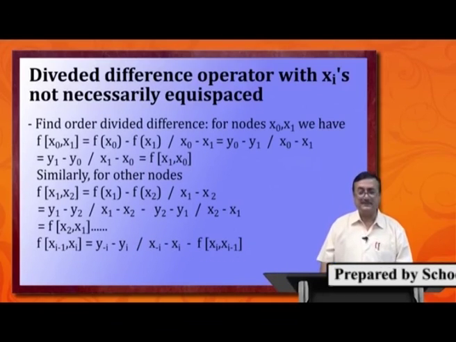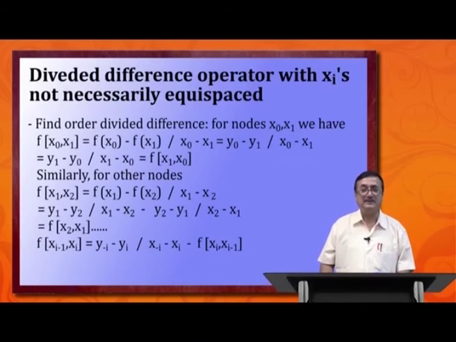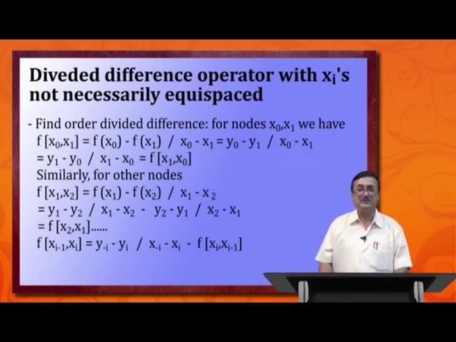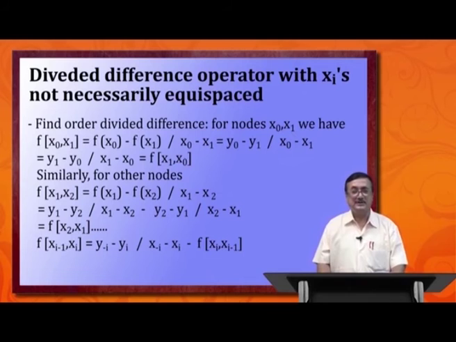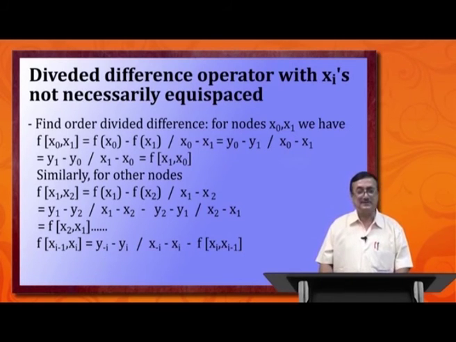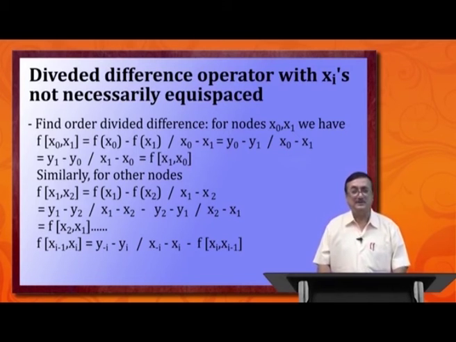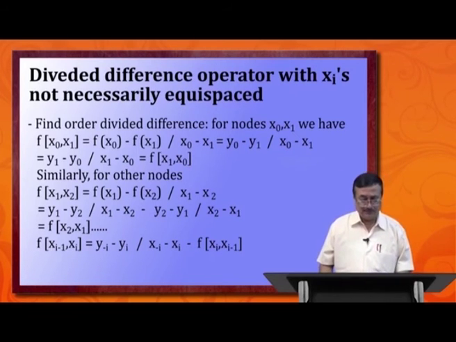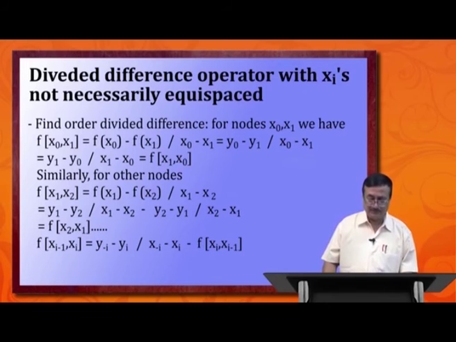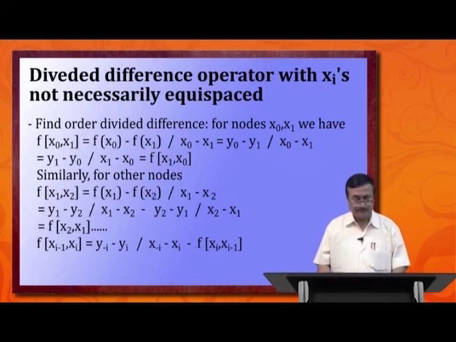The first order divided difference is defined in the following manner: f[x0, x1] = (f(x0) - f(x1)) / (x0 - x1). You can notice that the symbol used is f, after that we use third brackets, x0, x1. This is the conventionally used notation in defining the first order difference due to Newton.